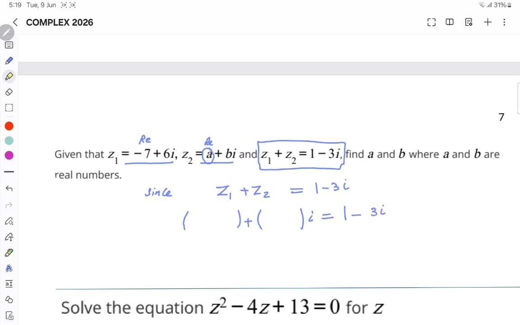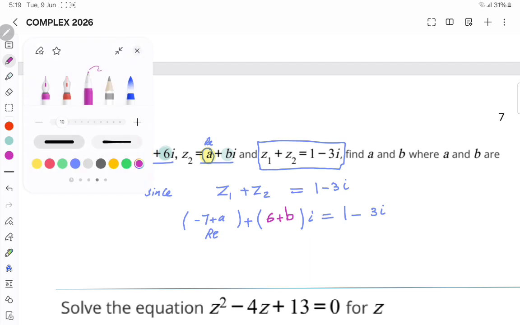Now, what is the real part in z1? It's negative 7. The real part in z2, it's a positive a. So we just do that. Negative 7 plus a. That represents the real part of that complex number. Now we are going to the imaginary part in the other one. The imaginary here, it's 6i. The imaginary here, it will be bi, where i is a common factor. So we're just adding the coefficients. It will be 6 plus b.